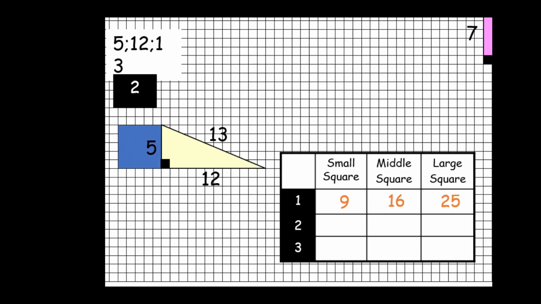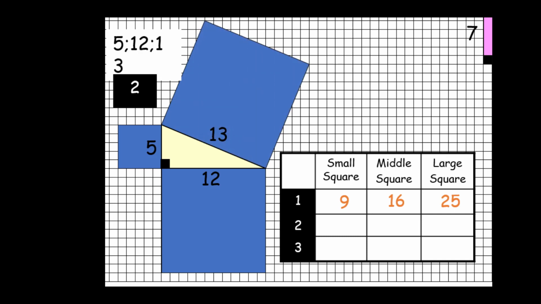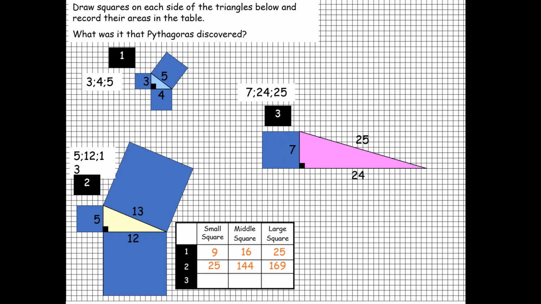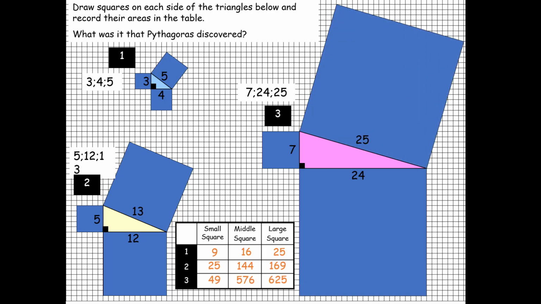It's also a right-angled triangle. 5 squared is 25, 12 squared is 144, and 13 squared is 169. In our table it looks like this. 7 squared, 24 squared, and 25 squared. 7 squared is 49, 576, and 625. The hypotenuse is the longer side of a right-angled triangle.